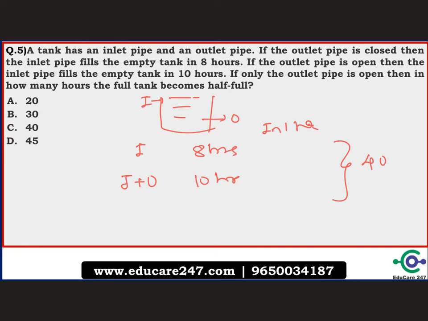the inlet pipe fills 5 liters, 40 by 8. And in 1 hour inlet plus outlet fills 4 liters, again 40 by 10. So therefore the outlet capacity would be 1 liter, because this is taking out 1 liter: inlet plus outlet minus inlet will give you 1 liter per hour. Hence the outlet pipe is taking out 1 liter per hour.